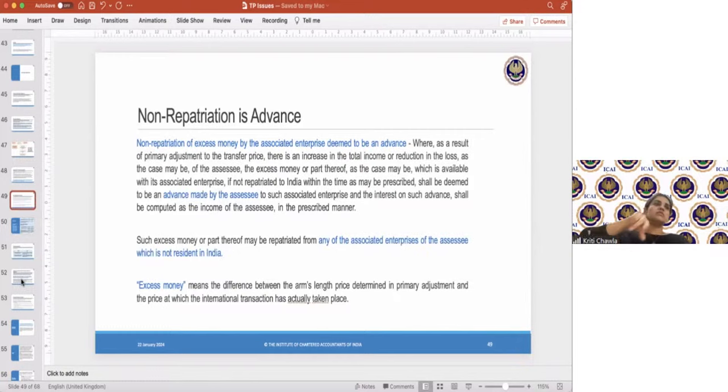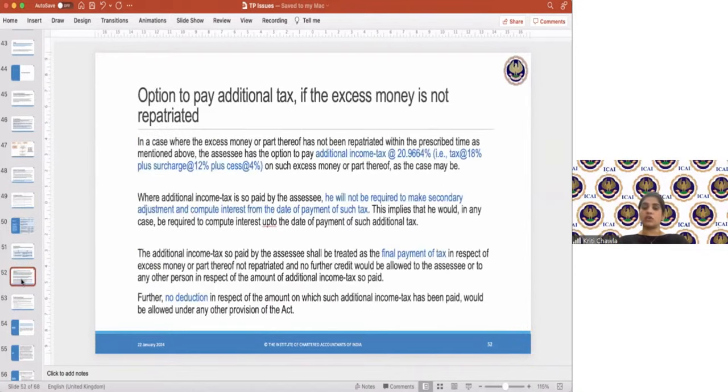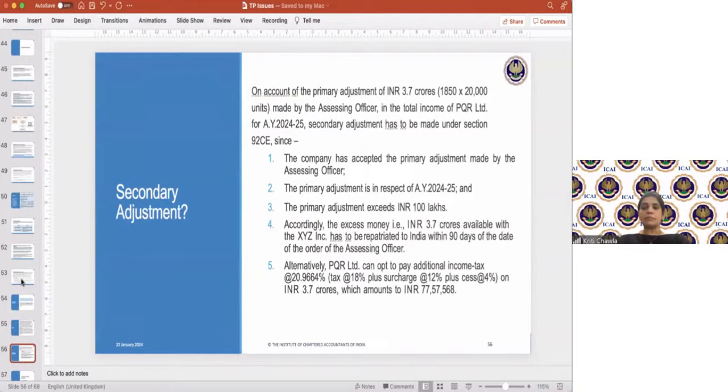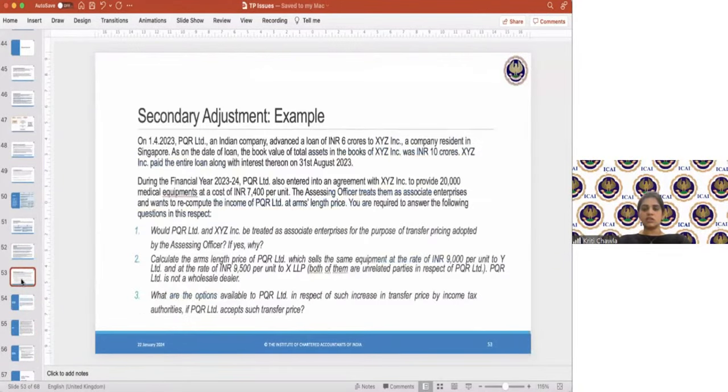So if the transaction is between India and USA, you don't have to wait for the USA enterprise to repatriate it. As long as the Indian enterprise is getting some money from any associated enterprise, it will actually be considered. So 40 crore rupees from any of the associated enterprise is fine, as long as India is getting back its share of profits.